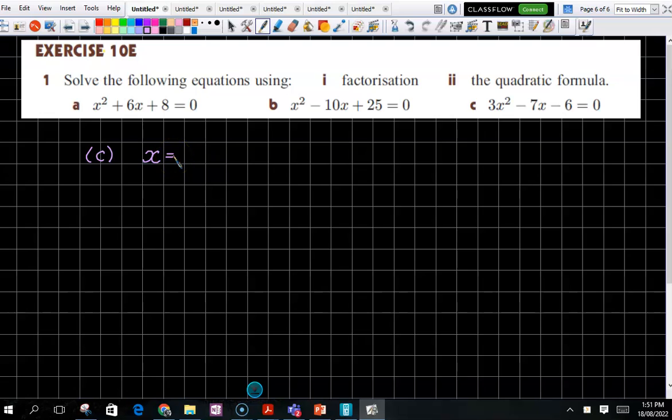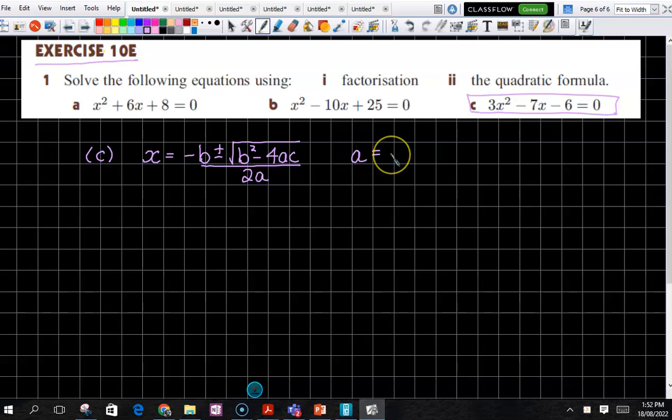I can show you the methods formula sheet and the spec formula sheet. It's on there, the formula, right? x equals minus b plus or minus the square root of b squared minus 4ac all over 2a. But we're going to use it so much you will just remember it. So we're writing exercise 10E, question C, and then you've got your formula.